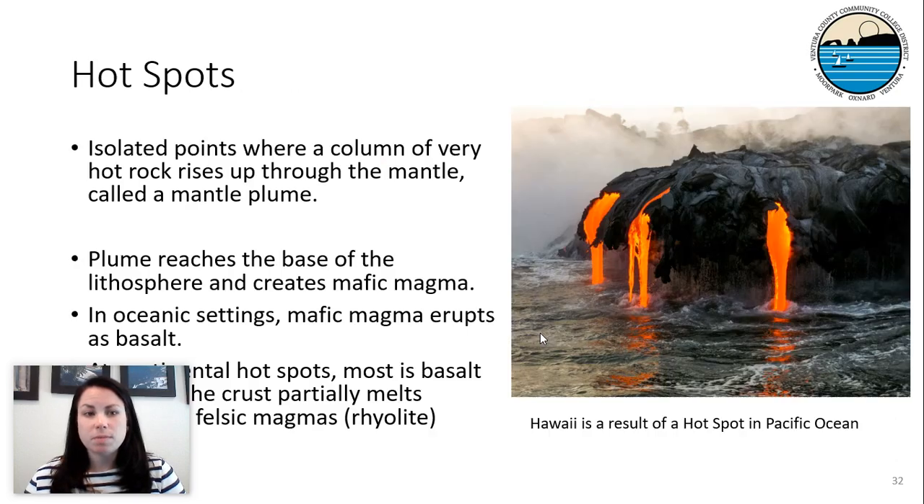So let's talk about hotspots. Again, this isn't a type of plate boundary. This is a special circumstance of plate tectonics. And hotspots occur where there's isolated points where a column of magma rises through the mantle, and this is called a mantle plume.